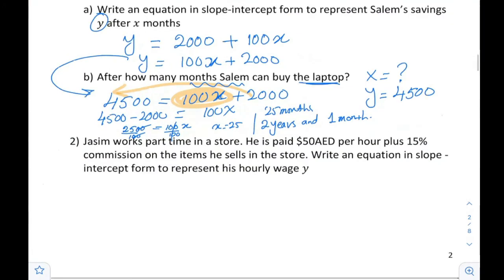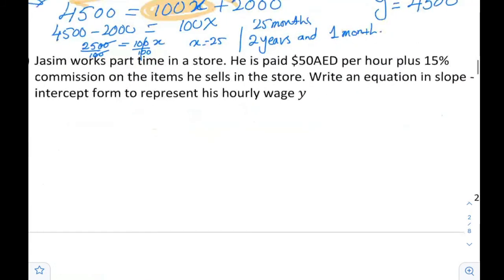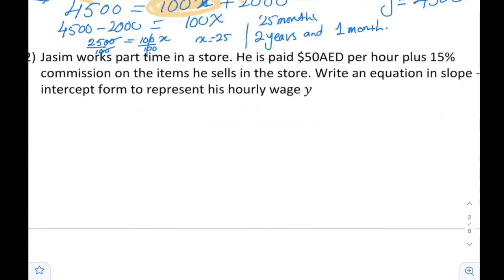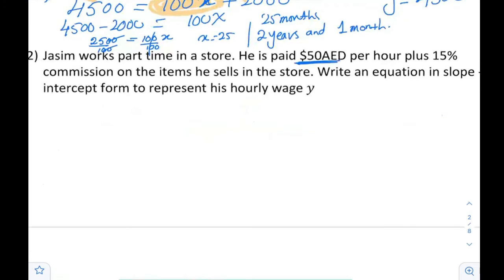Okay, let's solve another example. Jasim works part-time in a store. He is paid 50 dirhams per hour plus 15% commission. So each hour he is paid 50 dirhams plus 15% commission on items. So depending on the number of items sold, he will get more commission. So it depends on x.